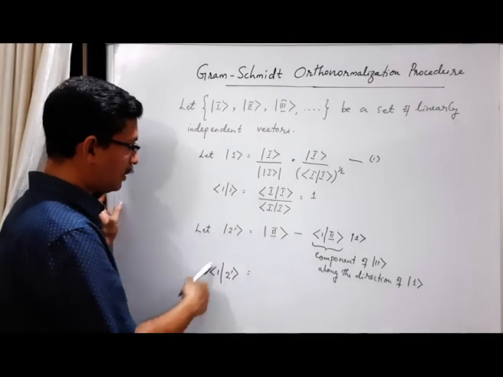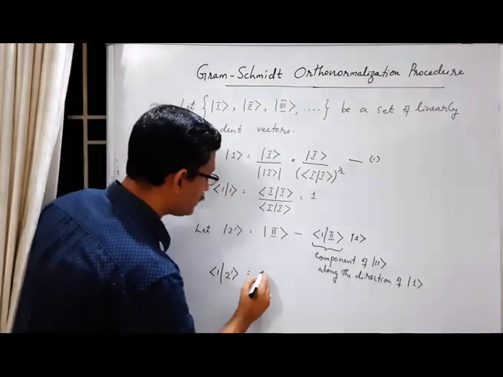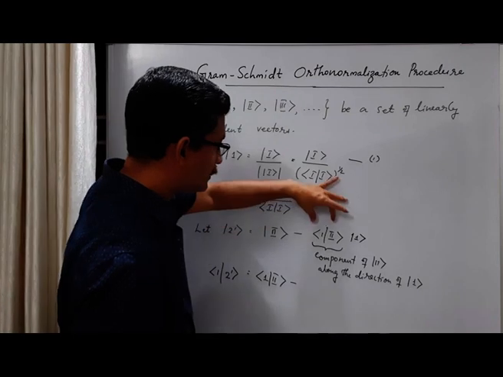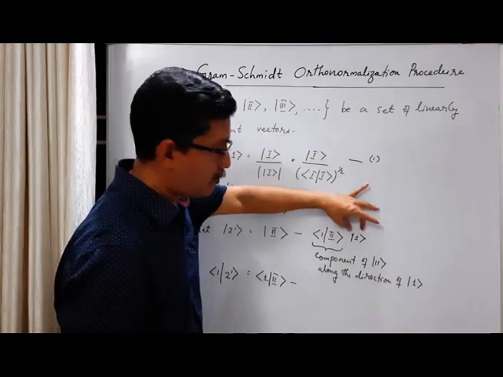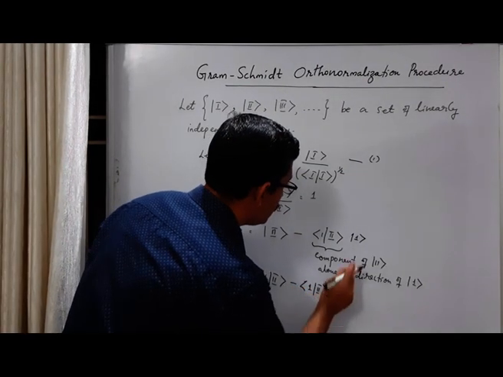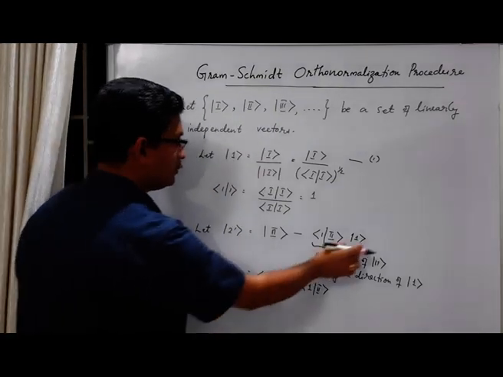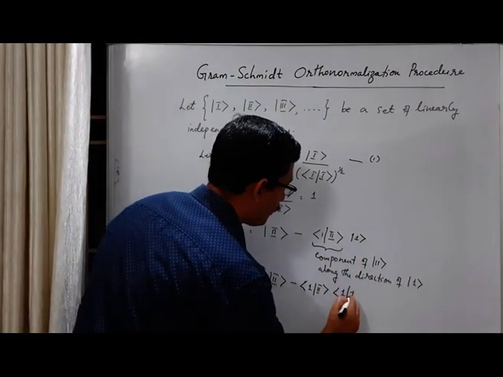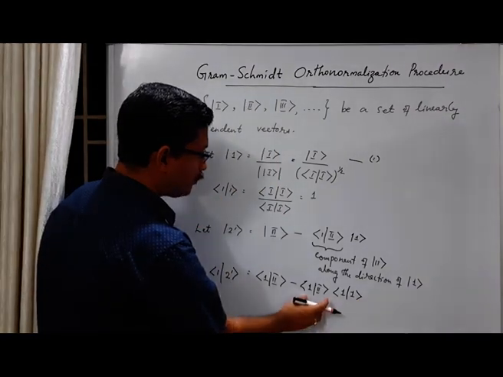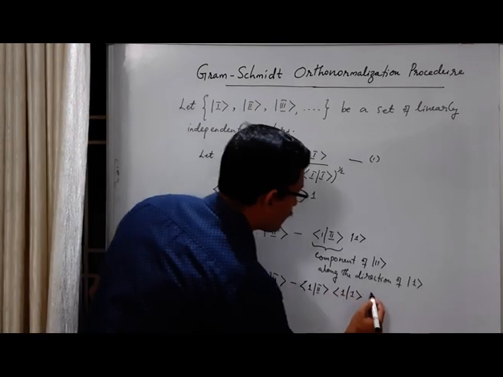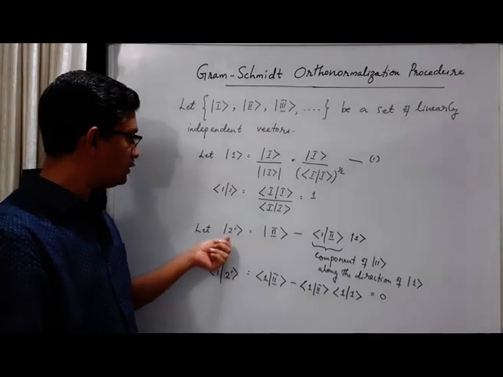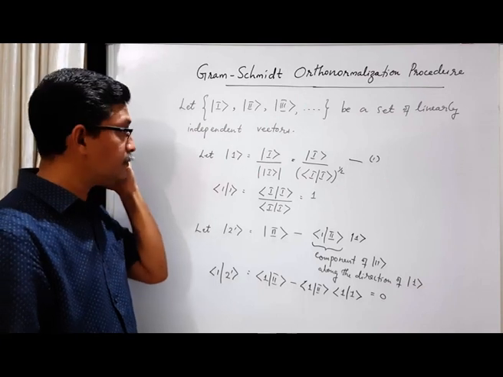Okay, this is |2'⟩. So take the inner product of ⟨1| with these two terms. What do you get? ⟨1|2⟩ minus, this is a scalar, so what you have to take is the inner product of ⟨1| with this vector. So ⟨1|2⟩, and you have to take the inner product of ⟨1| with this one. So we have ⟨1|1⟩, and this quantity is 1, already we know that. Then what is remaining is ⟨1|2⟩. So this and this will subtract, so you get 0. This shows that |2'⟩ is perpendicular, or orthogonal, to |1⟩.